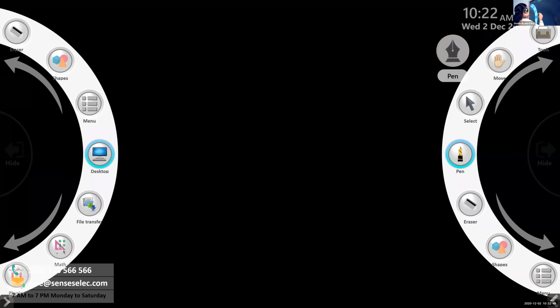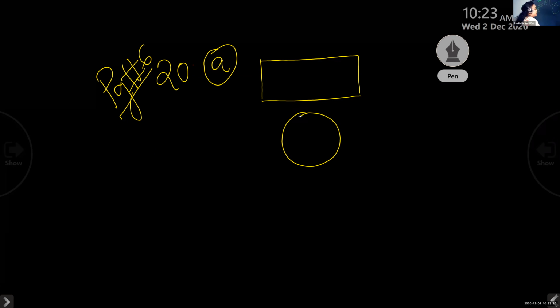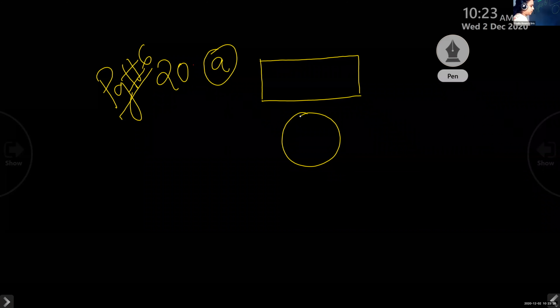Children, we have question number 20A. Page number 6 from the workbook. So, children, how can we draw 2 by 6? That is the question. It is given 2 shapes. On these 2 shapes, you have to divide equally into 6 parts.